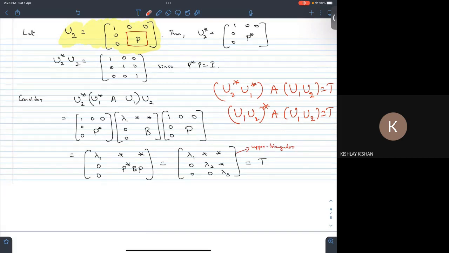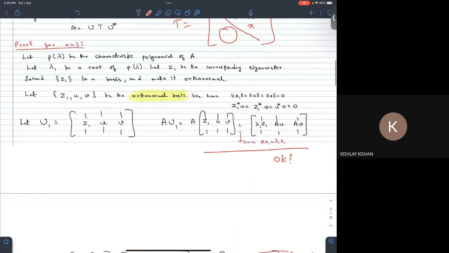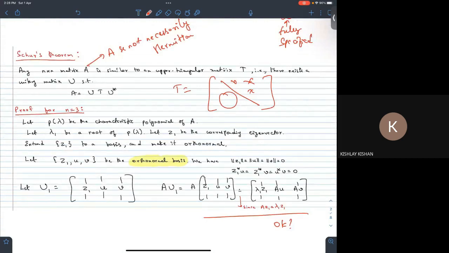If I call this some U, let U equal U1 U2, then what I have is U star A U equals upper triangular matrix, which is exactly what we wanted. We have just written it in the other form. This is equivalent to writing A equals U T U star with T upper triangular. Why is this equivalent? At least that part should be easy to answer.